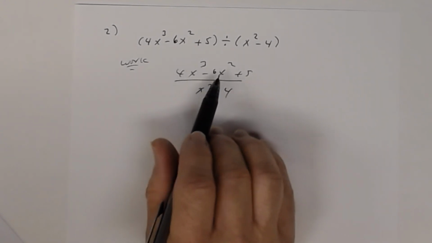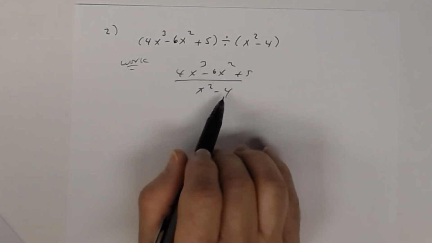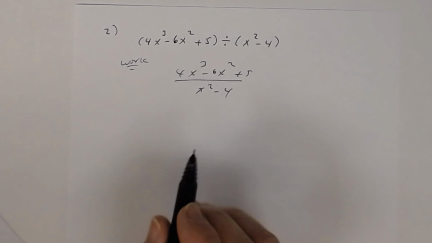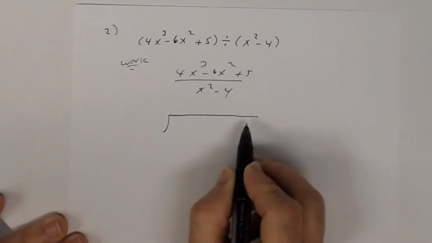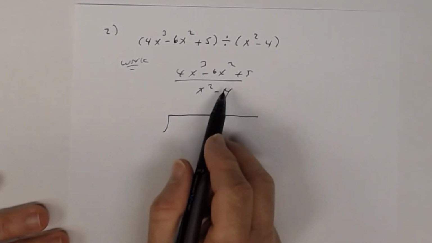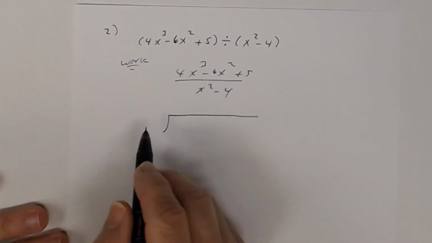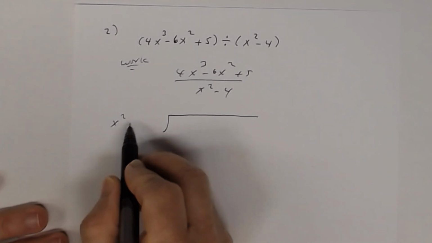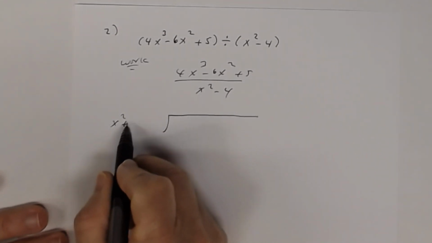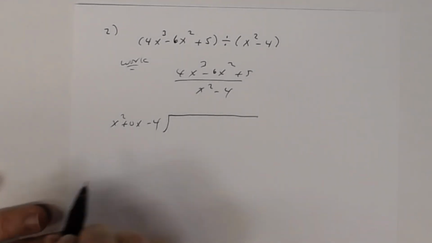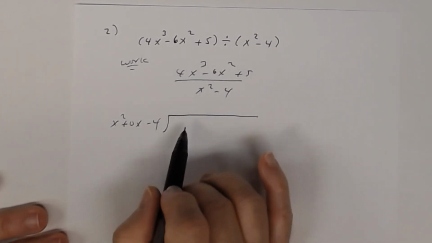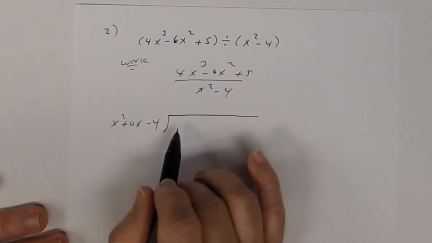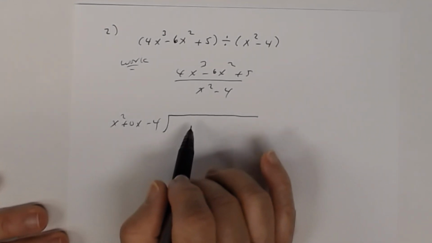So remember, the numerator is your dividend, the denominator is your divisor. Now when I use that long division format, I'm going to put the missing term in the divisor. So you have x squared, the x term is missing, so you say plus 0x and then minus 4. The dividend, the numerator, you must put the missing terms. You must put the missing terms.